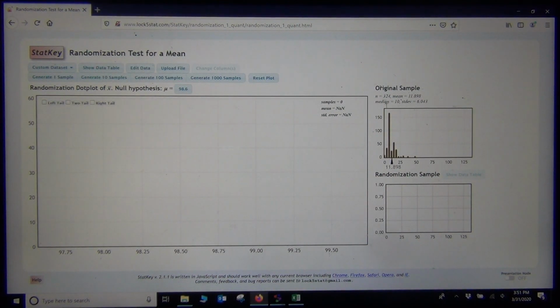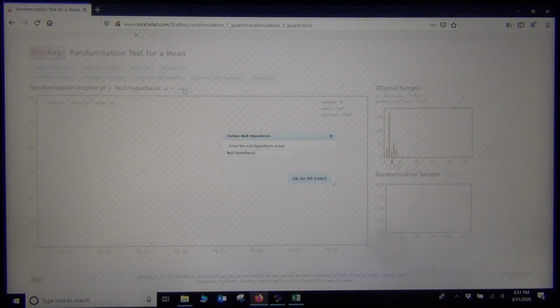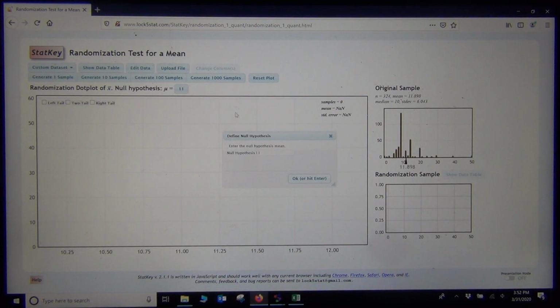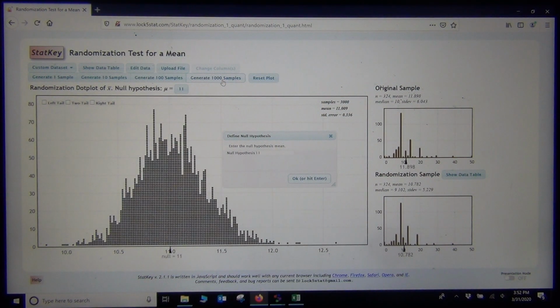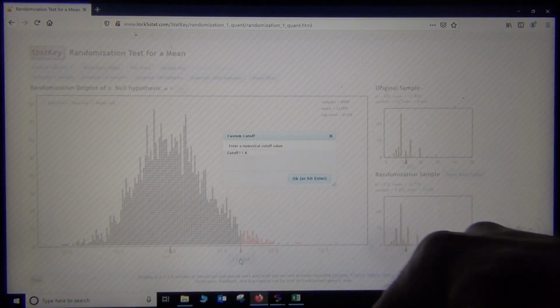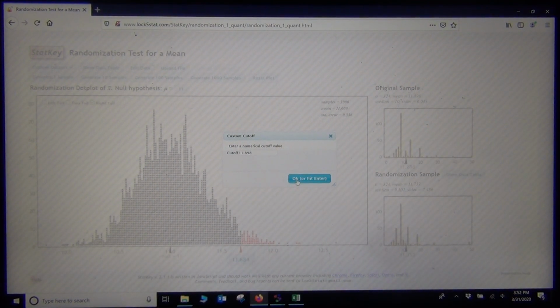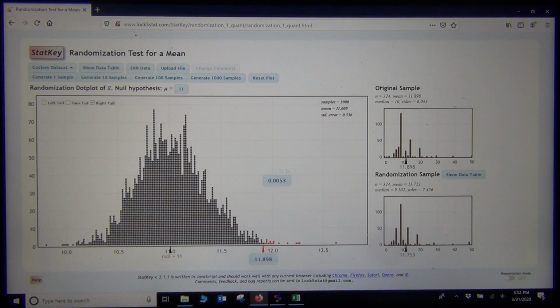All right, so there's our sample mean of 11.898. Again, the null hypothesis was $11, so I'm going to change the null hypothesis to $11. And now we're going to simulate the null hypothesis, right? So generate 1,000 samples a bunch of times. Again, the probability of getting this sample mean is going to be my p-value. So again, I'm going to click right tail. My sample mean was 11.898. That's the one where it says original sample. And there we go. There's our estimated p-value.